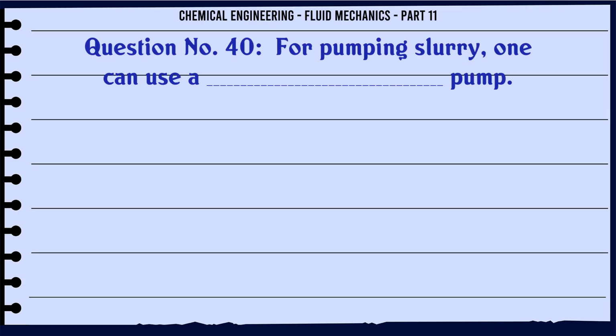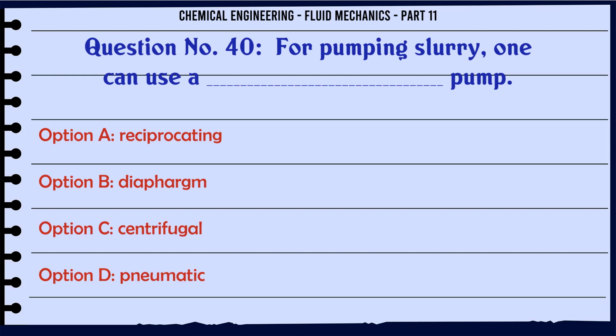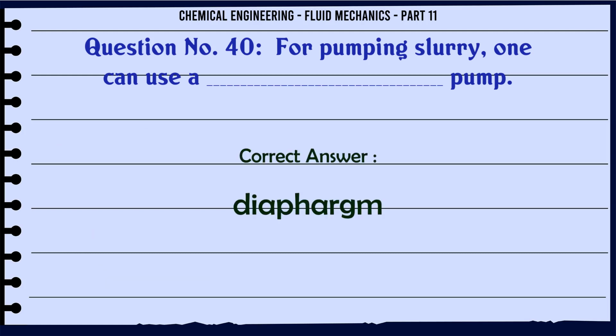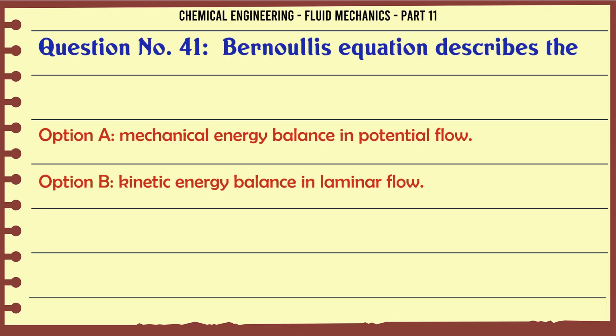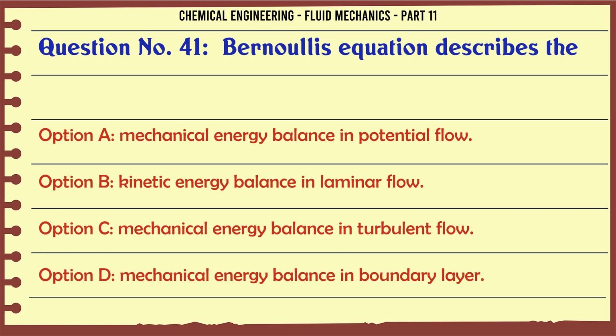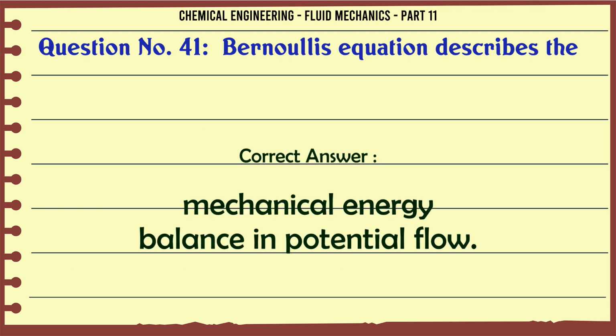For pumping slurry one can use a ___ pump. A. reciprocating, B. diaphragm, C. centrifugal, D. pneumatic. The correct answer is diaphragm. Bernoulli's equation describes the A. mechanical energy balance in potential flow, B. kinetic energy balance in laminar flow, C. mechanical energy balance in turbulent flow, D. mechanical energy balance in boundary layer. The correct answer is mechanical energy balance in potential flow.